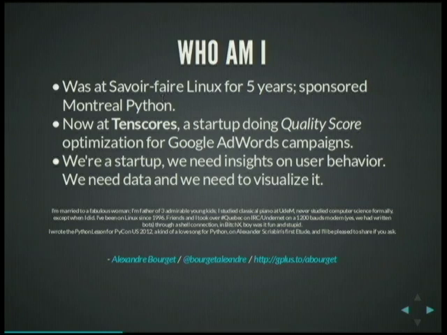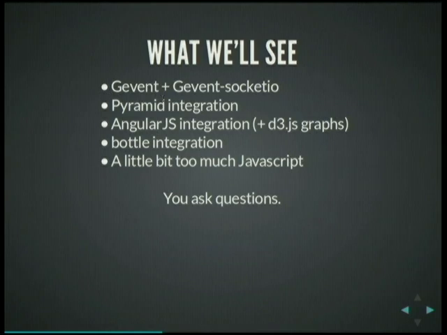So the premise for that talk is, well, we need insights, we need some analytics, so let's build something that's going to be useful to show off. We're actually not using those things yet in our platform, but okay. Today we're going to see very briefly Gevent-socketio, which is this socketio implementation. We're going to use a Pyramid app to show that off because we're going to code it from scratch, and AngularJS integration plus some D3 sweetness. A little Bottle integration, and a bit too much JavaScript.